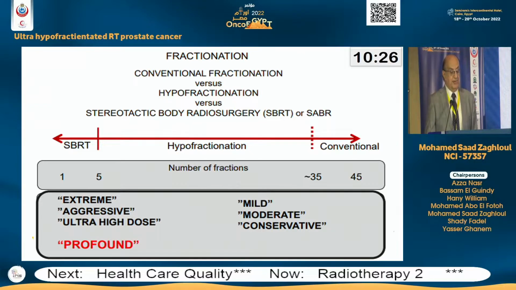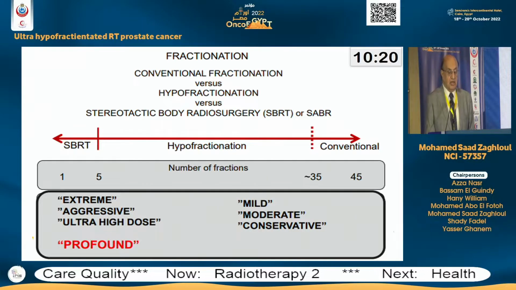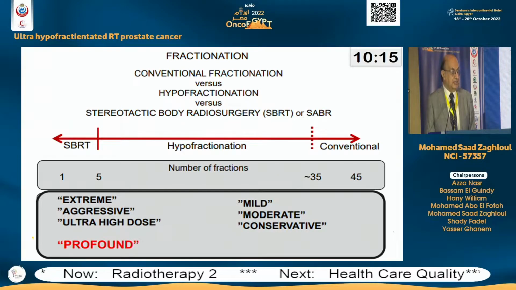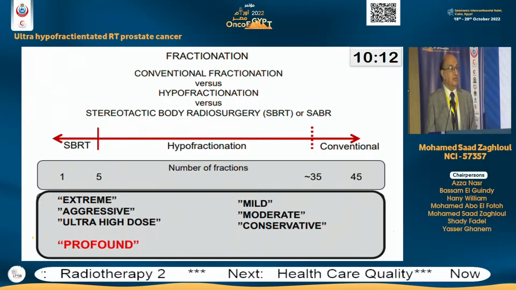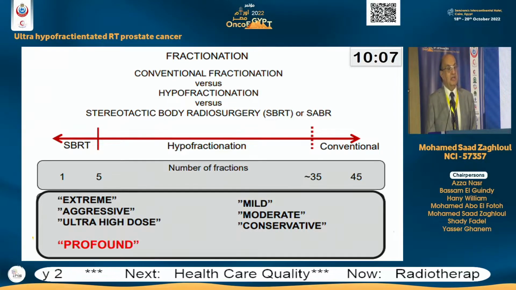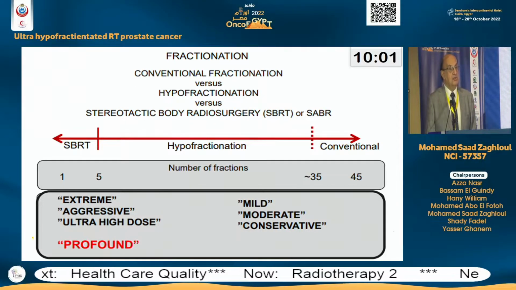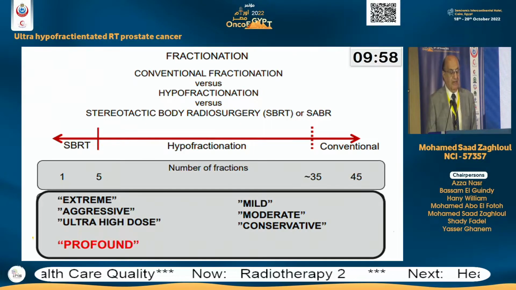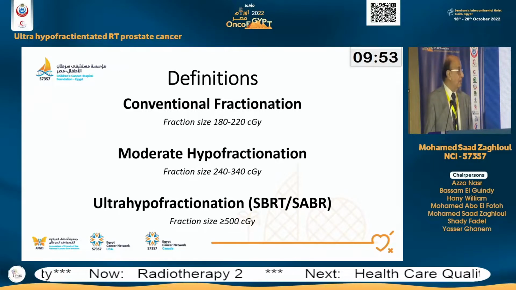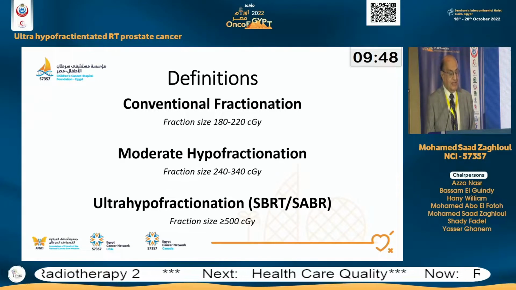As you can see here, conventional fractionation is from 35 to 45 fractions. Hypofractionation and SBRT, or ultra-hypofractionation, is from 1 to 5 fractions, while that in between is moderate hypofractionation, usually 20 to 25 fractions. This definition has been introduced by our colleague, Dr. Ihab Khalil.